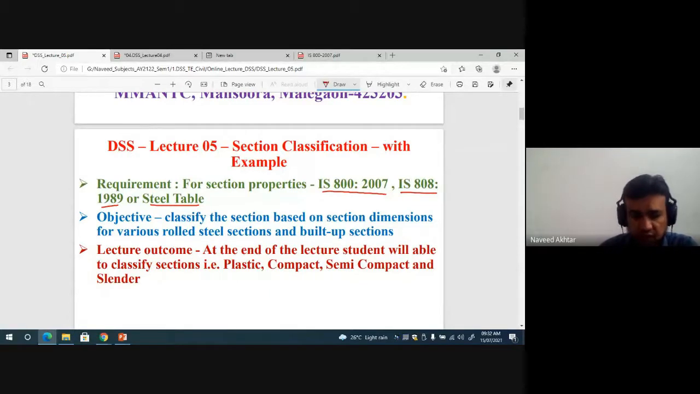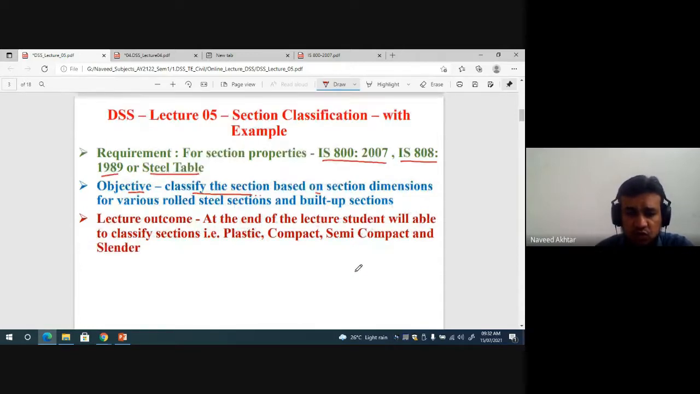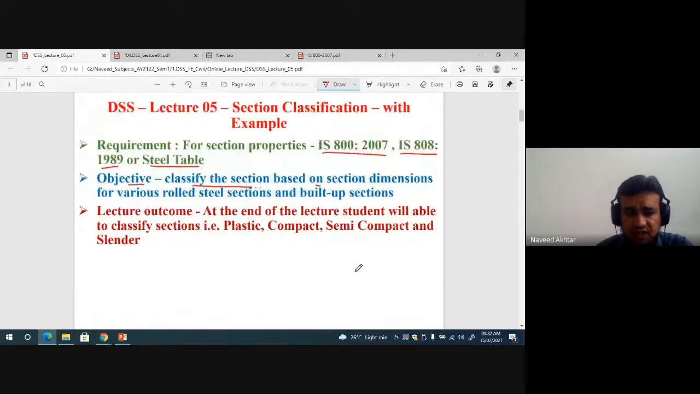The objective is to classify the section based on the section dimensions for various rolled steel sections and built-up sections. So based on the thickness to width ratio, the section is classified. This lecture outcome, at the end of this session, lecture number 5, whenever it is complete, you will be able to understand what the section classifications are.